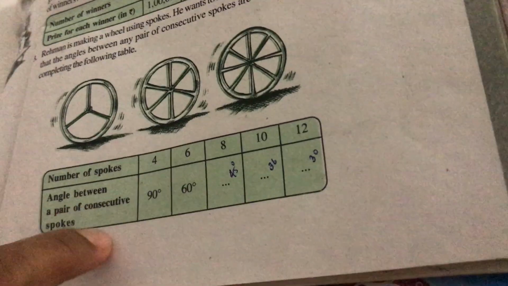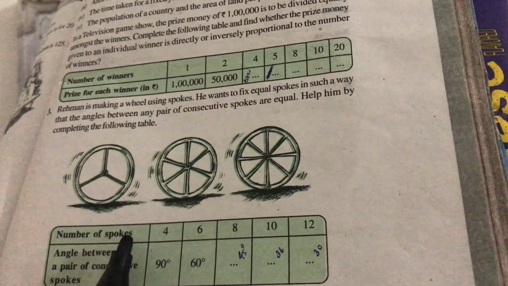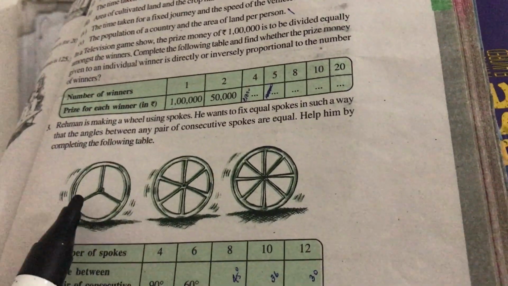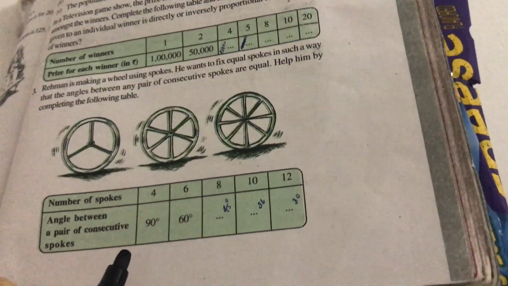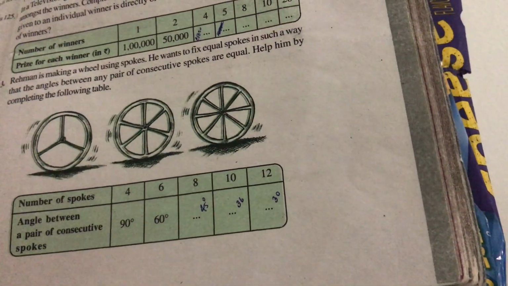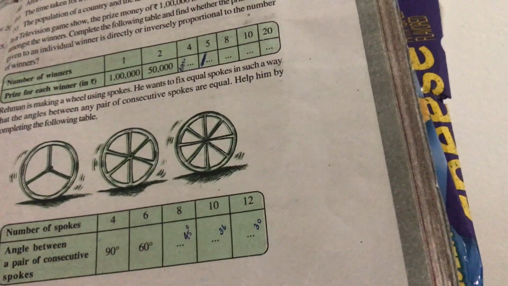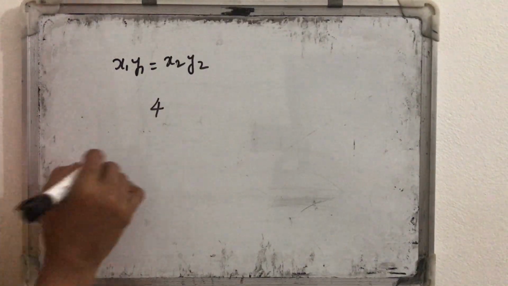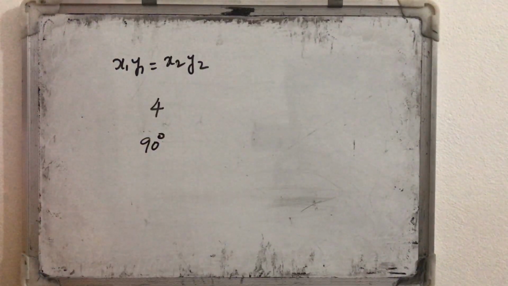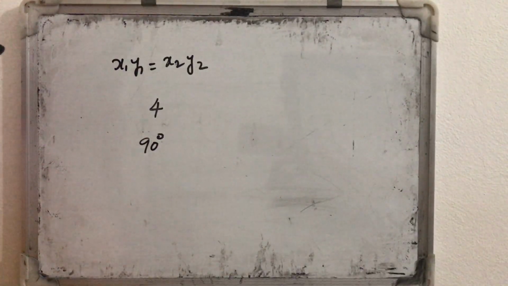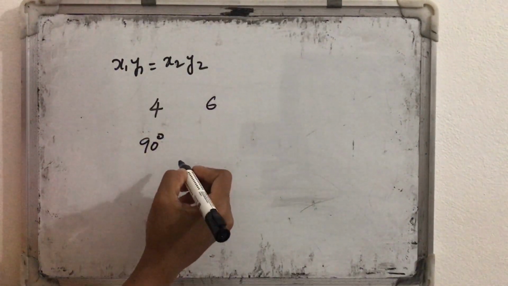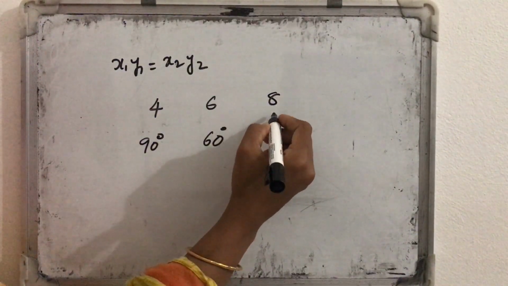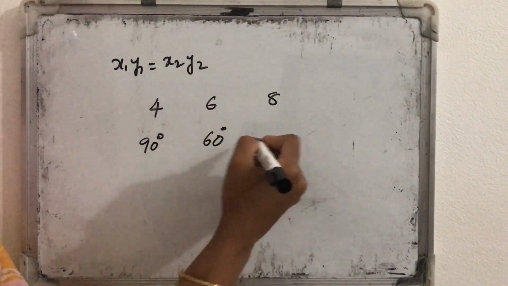Here it is given: if the number of spokes is 4, the measure of the angle between two consecutive spokes is 90 degrees. If the number of spokes is 6, it is given as 60 degrees. And if it is 8, we want to find out what it will be.